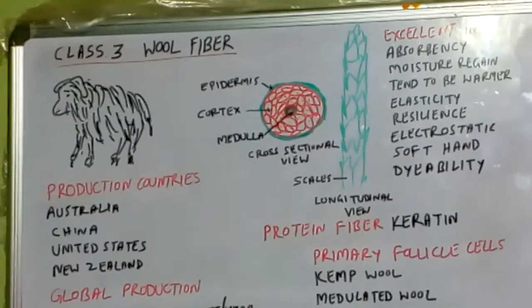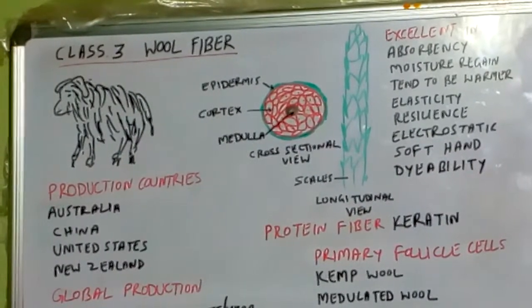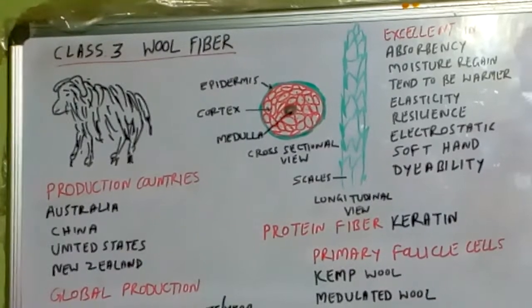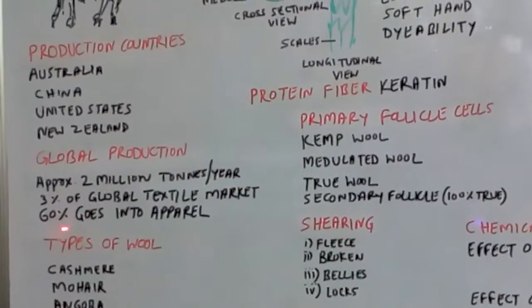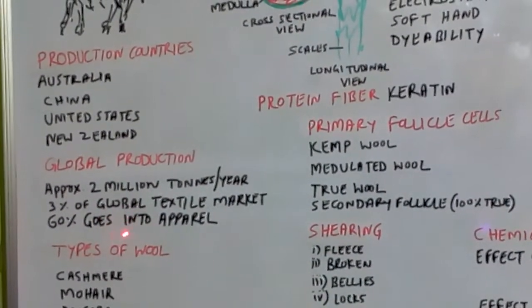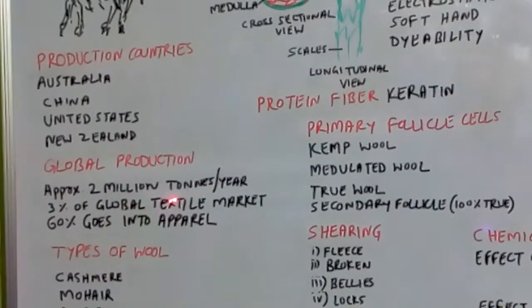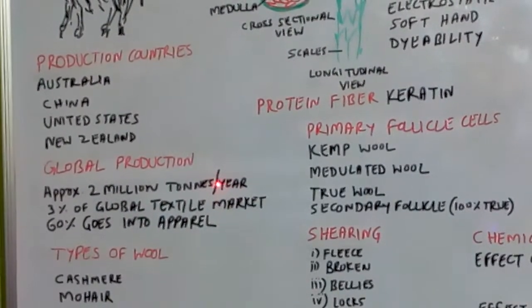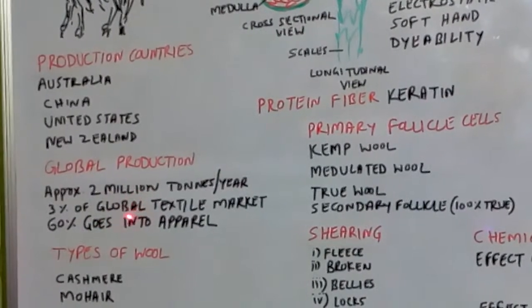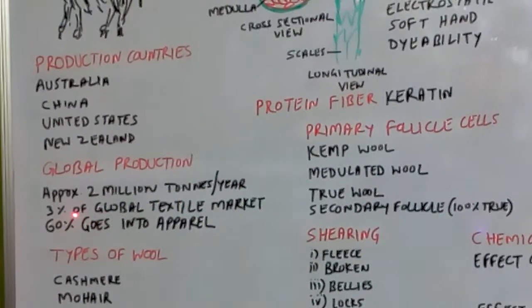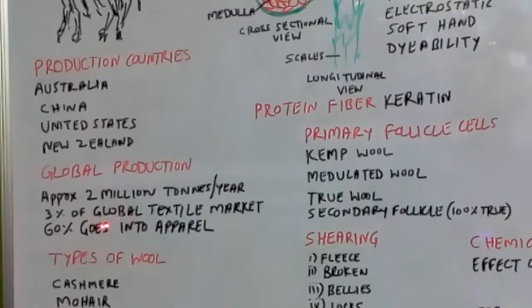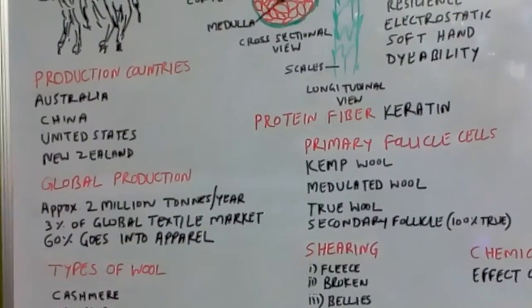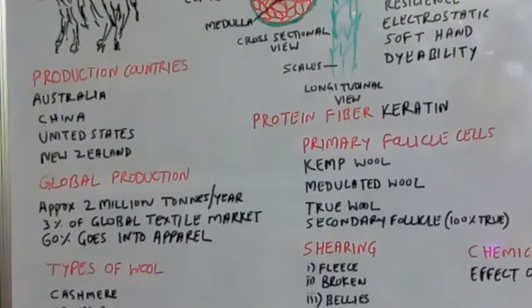And in this total 2 million tons per year of global production, 60% of wool production goes to the production of apparel. Say 2 million tons per year, that is the per year production. 3% among the textile market production is the wool part, and 60% of the total wool production is used for apparel. This is the picture of the global production.